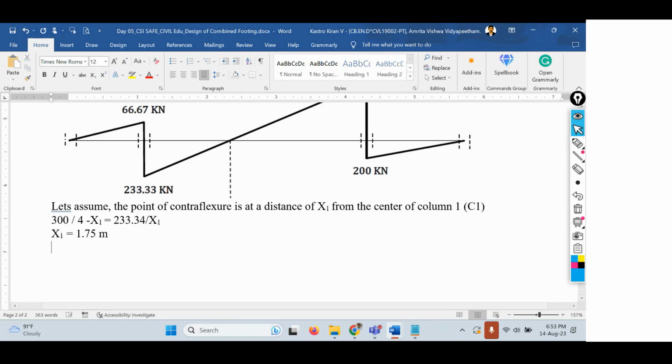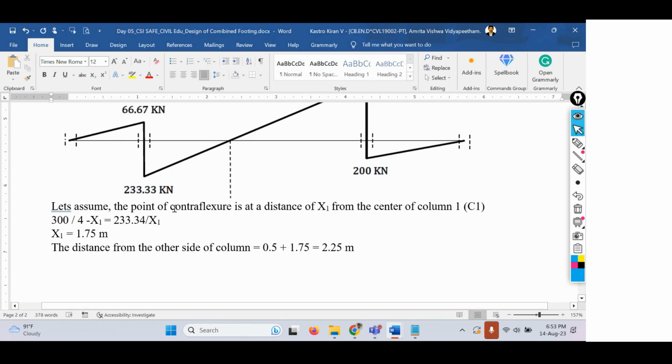Similarly, if you want to find it from the right side, the distance from the other side of the column equals 0.5 meters, the distance from here to here, plus the point of contraflexion value, which is 1.75 meters. So that equals 2.25 meters.